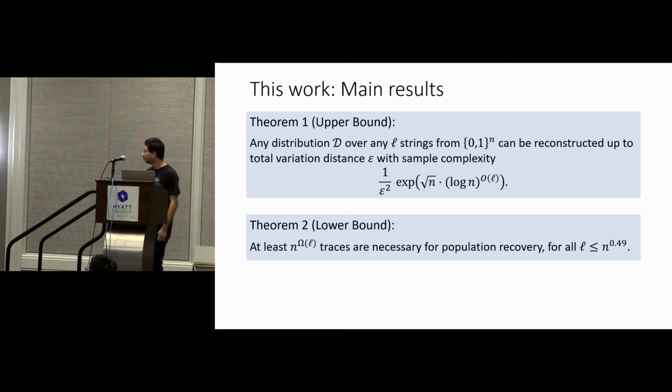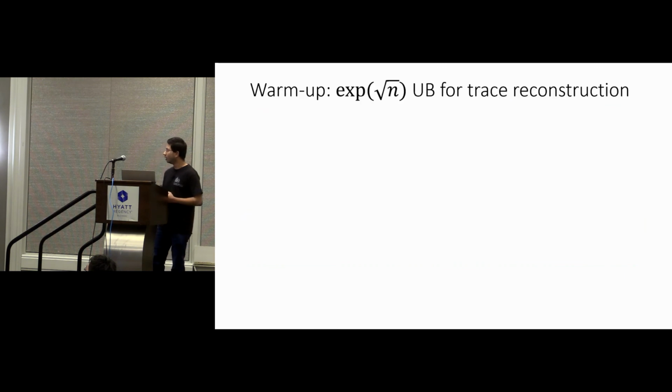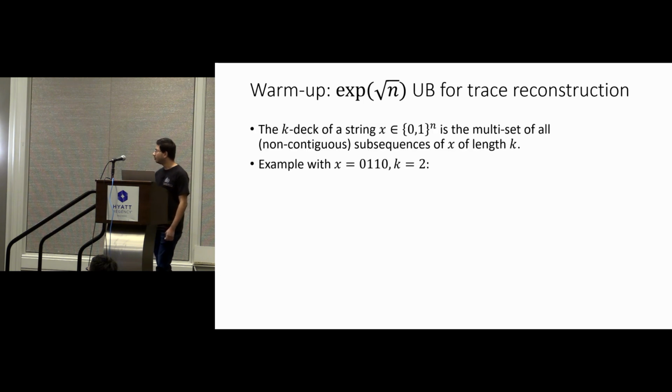In this talk, I'll only have time to talk about the upper bound. Before giving the algorithm for the sample complexity result for population recovery, I'll show a 2 to the root n upper bound for trace reconstruction. If you recall, 2 to the root n is not optimal for trace reconstruction. We have a 2 to the n to the 1/3 algorithm. However, the algorithm there is mean based and completely fails even for population recovery, even for distributions with just 2 strings and uniform distribution over them. Whereas this technique will generalize in a non-trivial way.